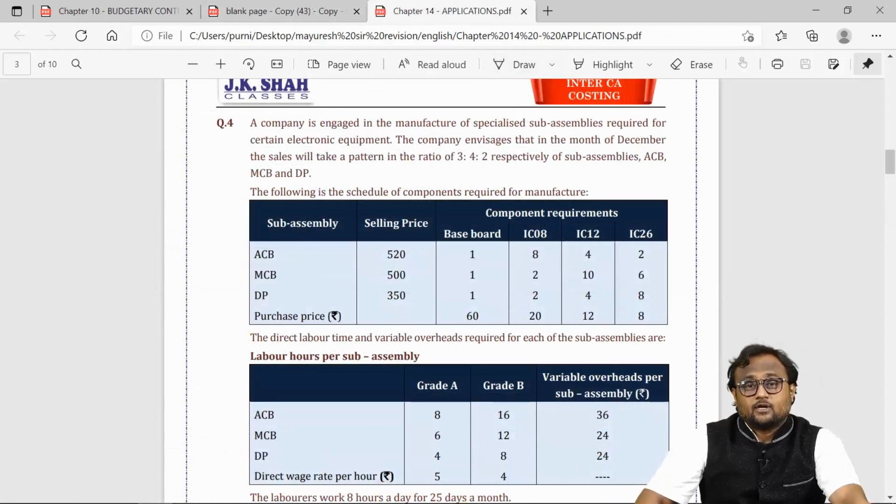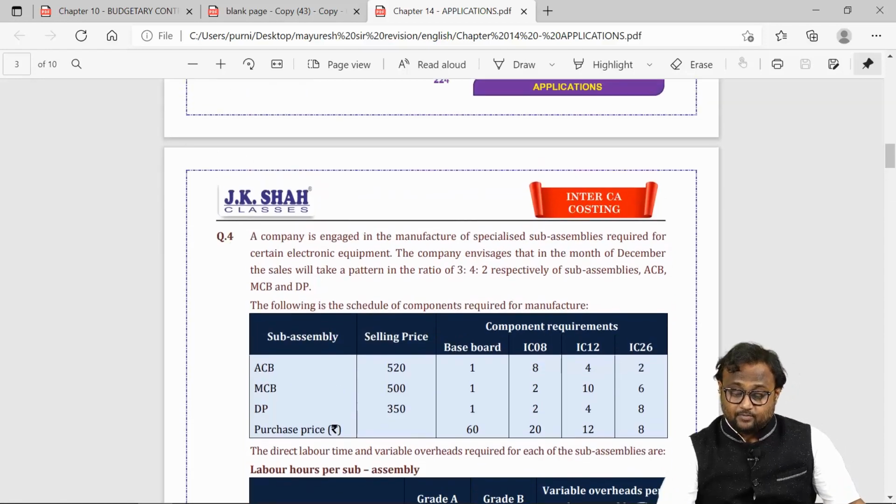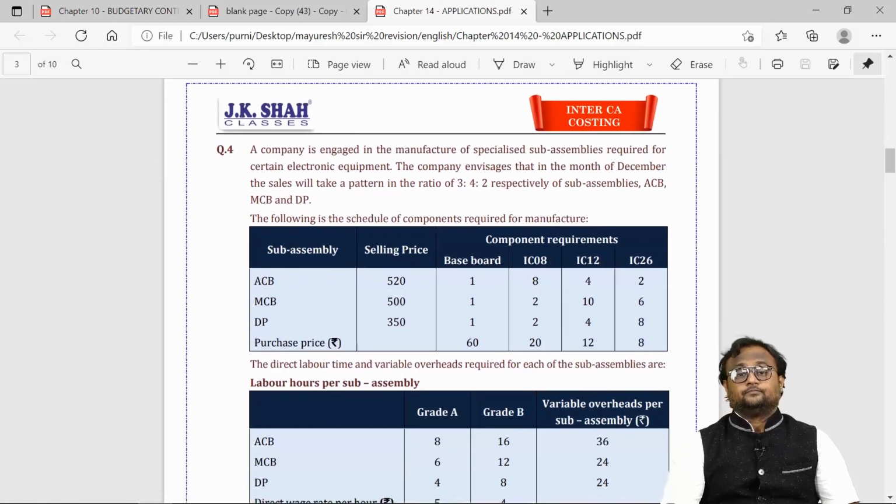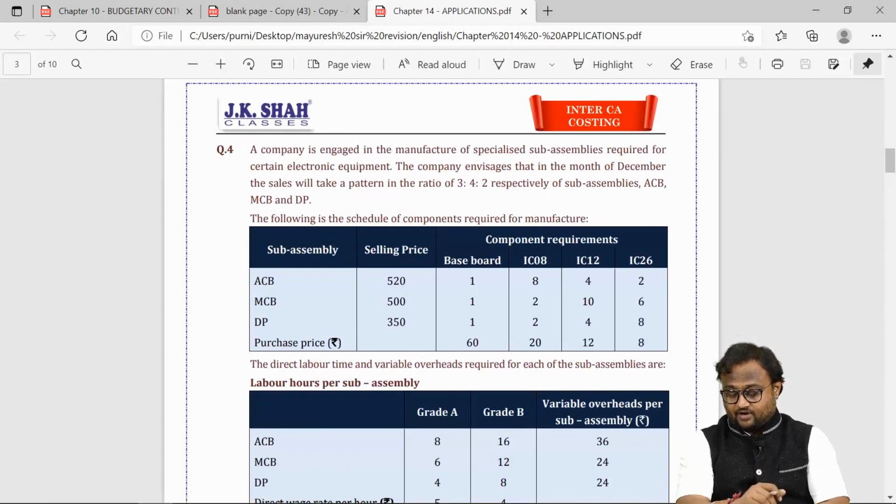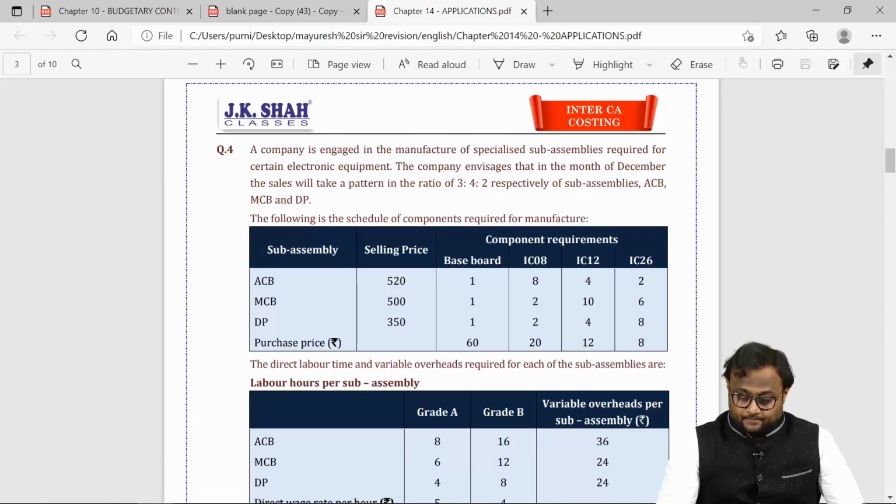Now there is a similar question related to budgetary control in application topic. So please go to page number 225, application topic. Question number 4.